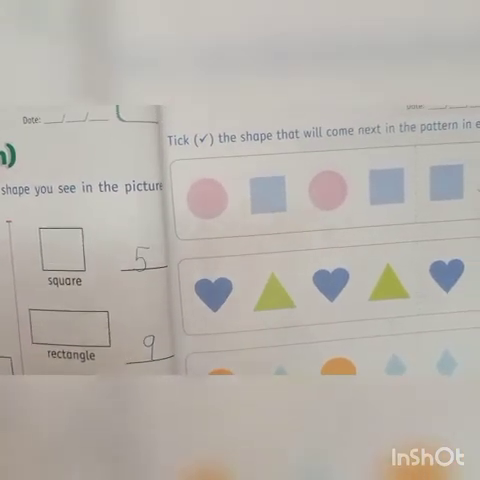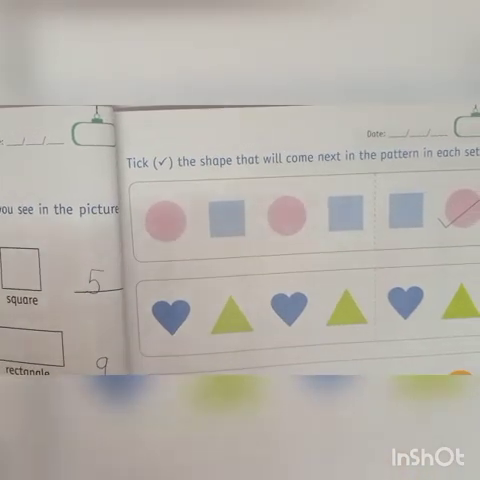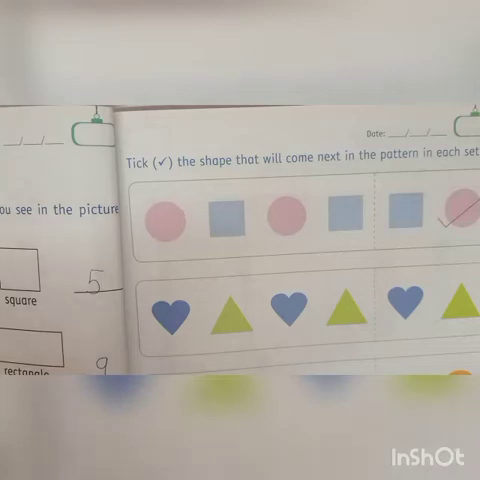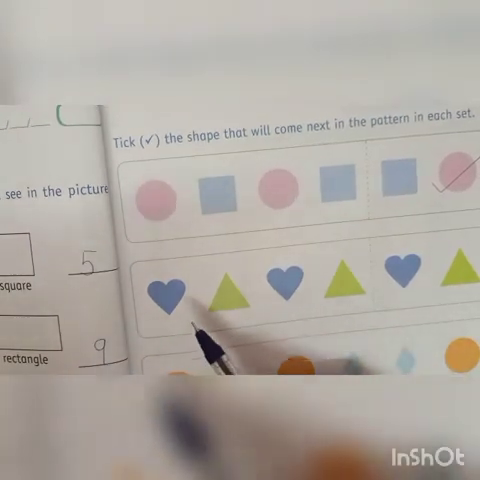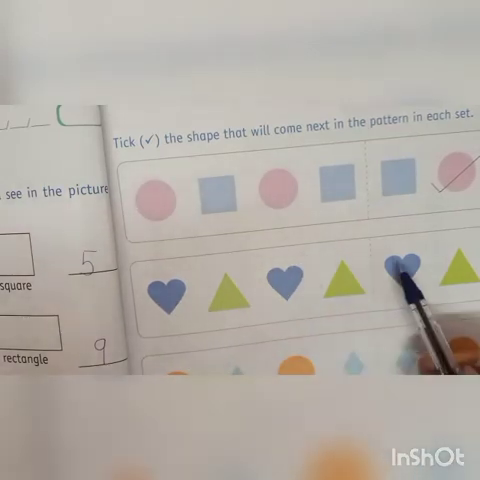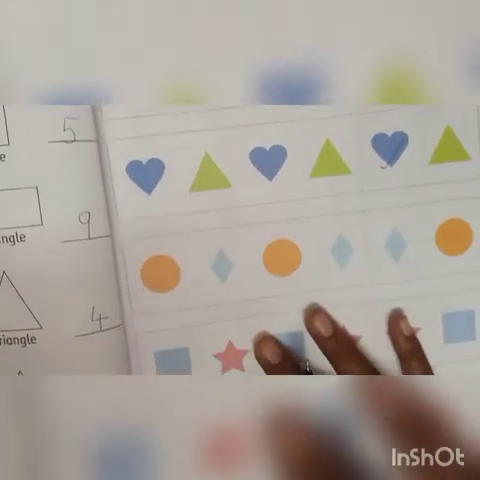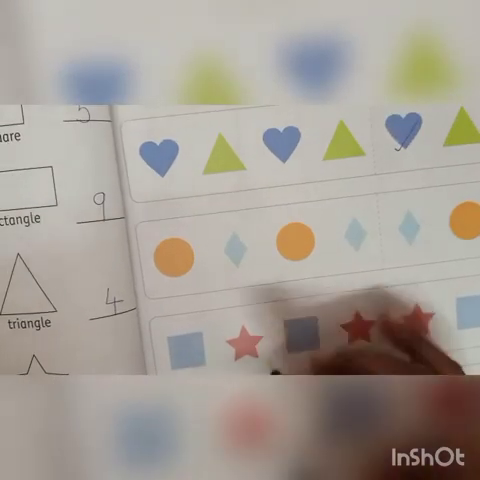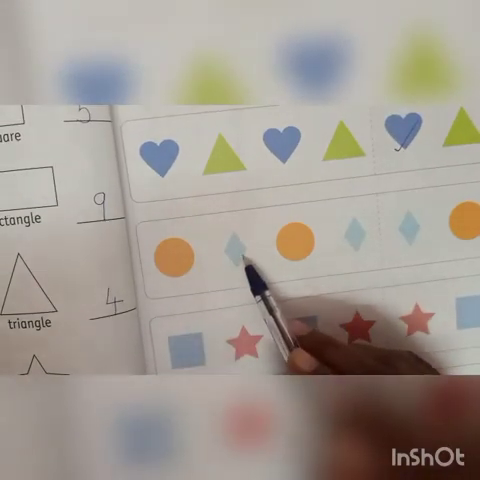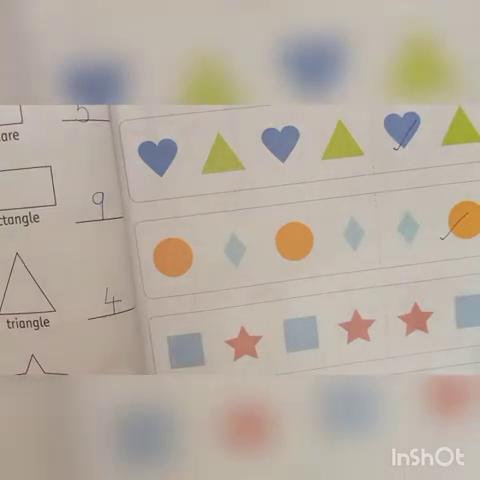Pick the shape that will come next in the pattern in each set. So here there is a shape of heart, triangle, heart, triangle. So again the heart will come. So you have to tick the shape. Same goes here. There is a shape of circle. Then there is a shape. So circle will come. So tick that shape.